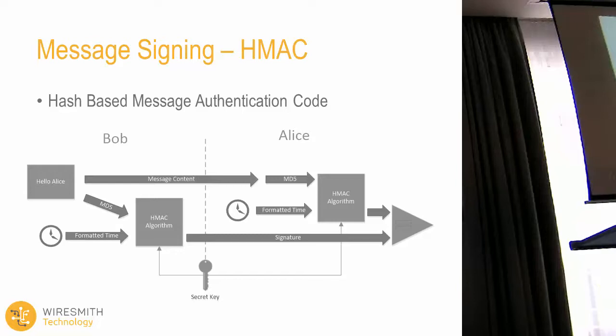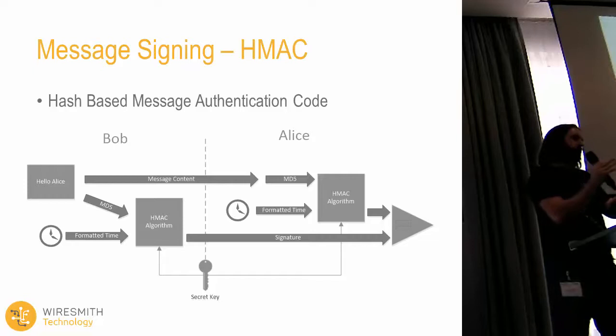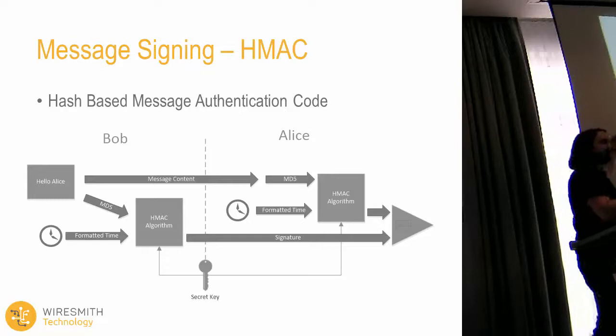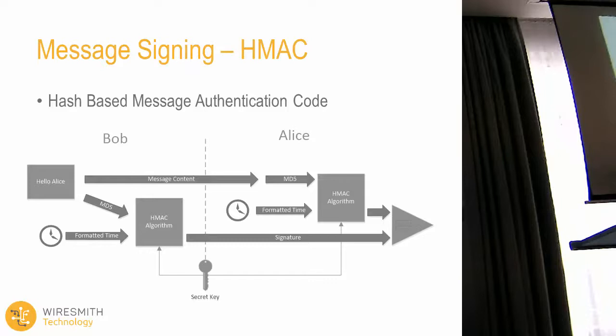Possibly identical, I actually don't know quite how those work, but what we do is, again, we have Bob and Alice, and we have our message, and we take the MD5 of that message. So MD5 is like, we just generate a short hash, it's called, which would change if the message content changed. We find a way to format the time as well, and this is the bit that's a bit fuzzy. I have a way I did it. I don't know if there's a standard way to approach this. And we put it through this algorithm that generates the signature.